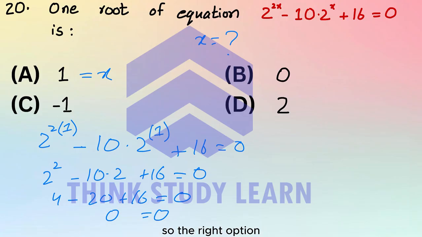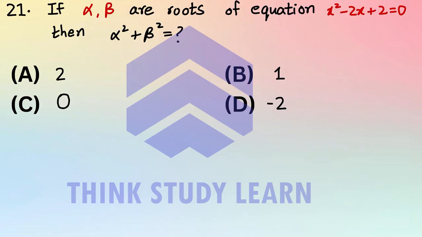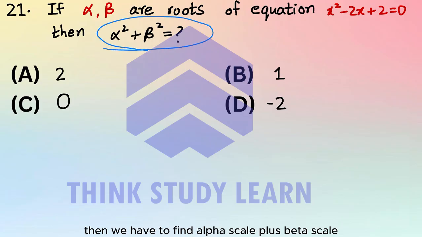So the right option here will become x is equal to 1, A option. The next question states if alpha and beta are roots of the equation x square minus 2x plus 2 is equal to 0, then we have to find alpha square plus beta square.